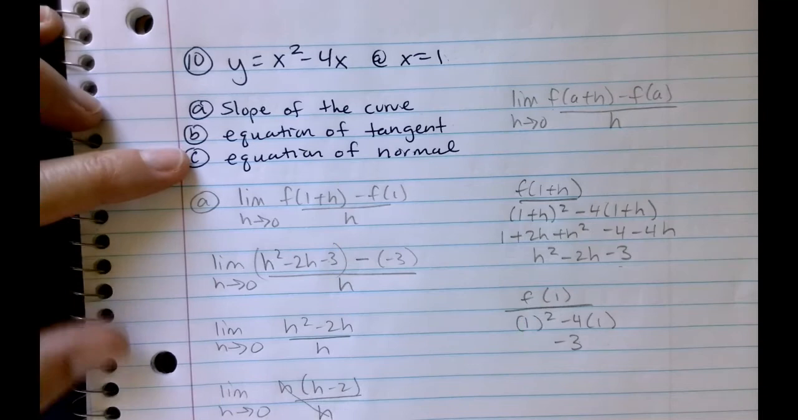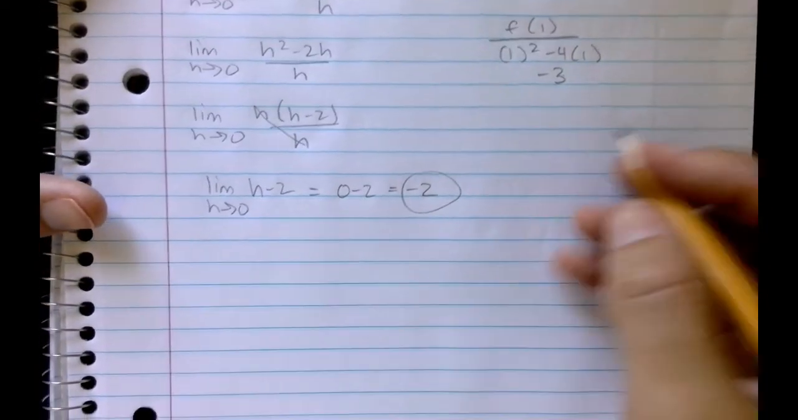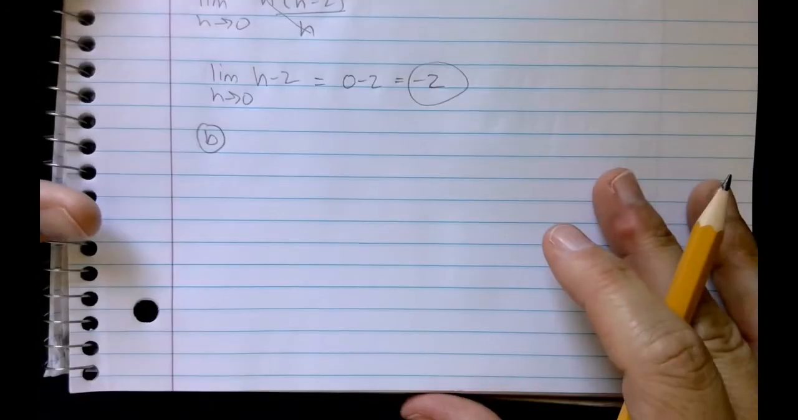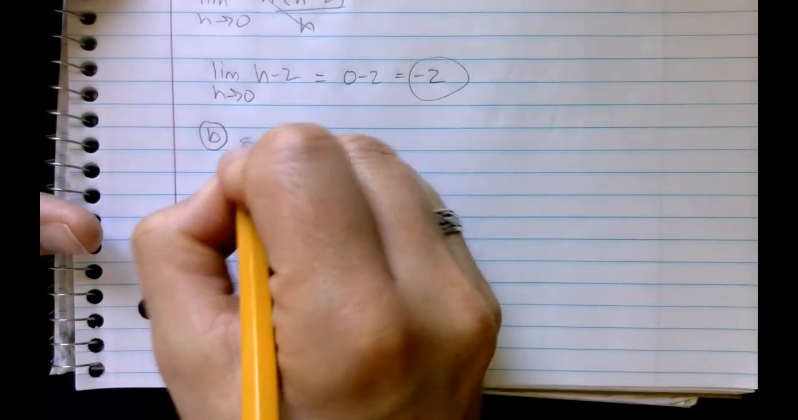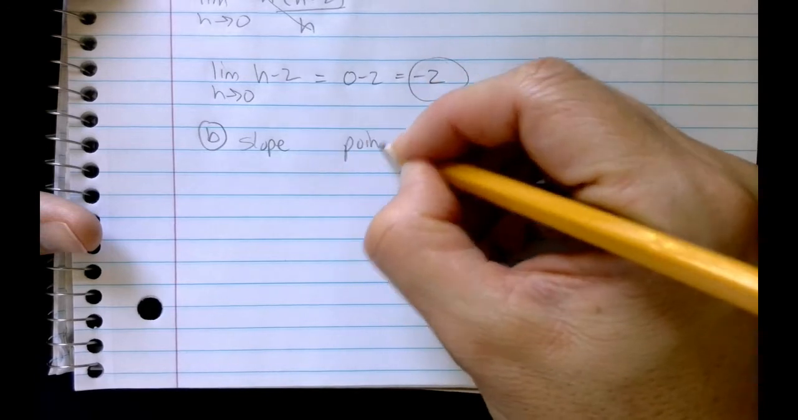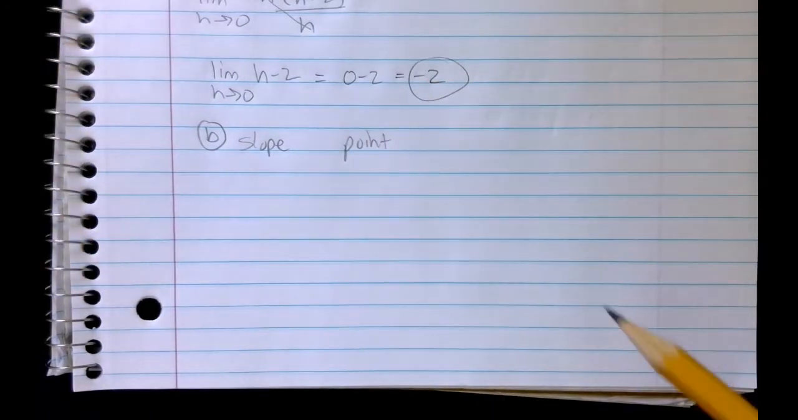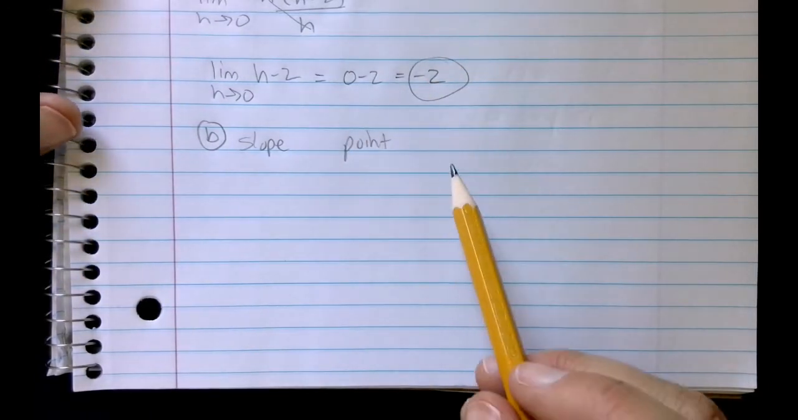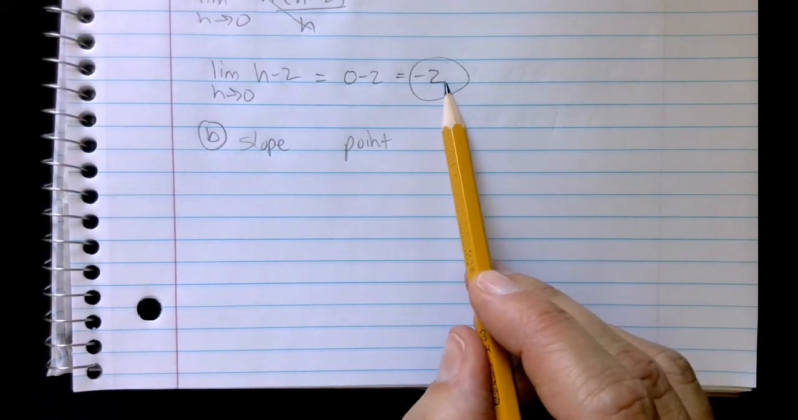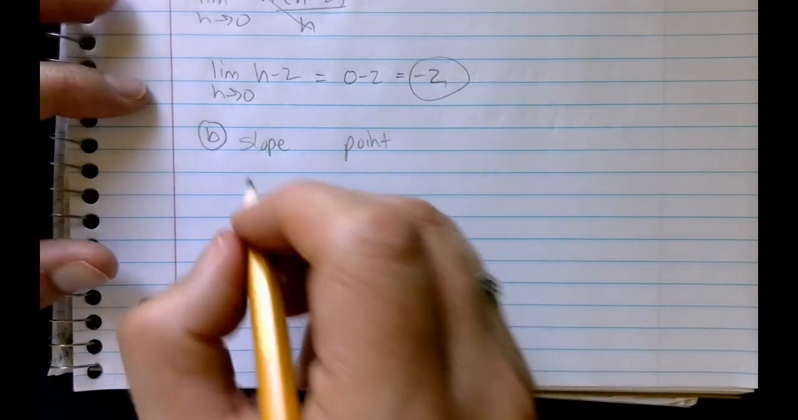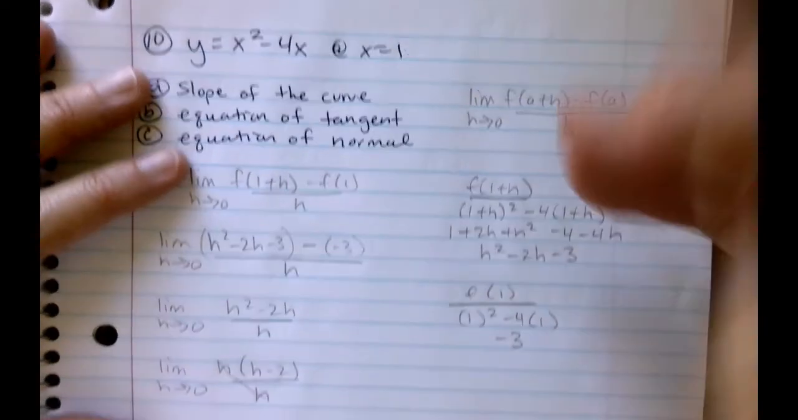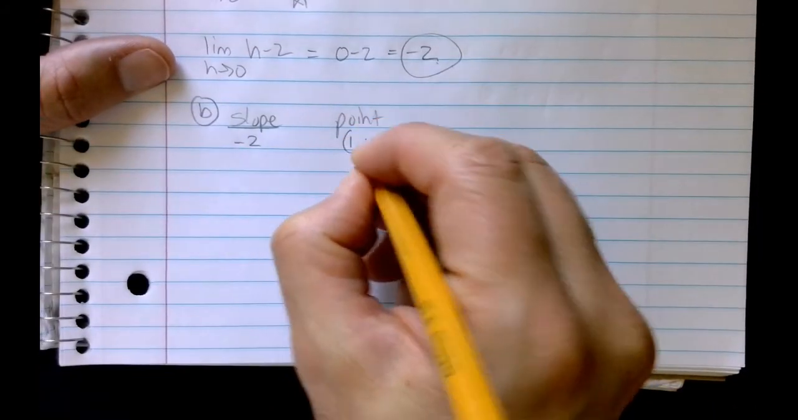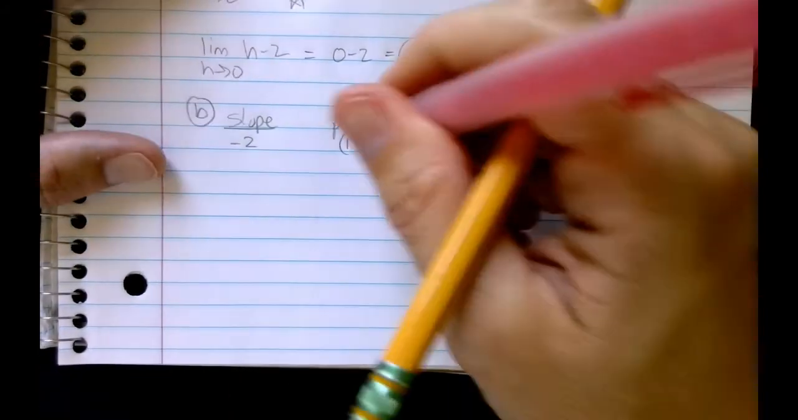Part B says what's the equation of the tangent line? What are two things you need in order to write the equation of any line? You need a slope, and you need a point. Because it's the tangent line, that means you're going to always use the instantaneous rate of change at that value, which in this case is -2. The point we need to find. We know half of it. We know the x-coordinate is 1. So we need to figure out what is the other part of it.